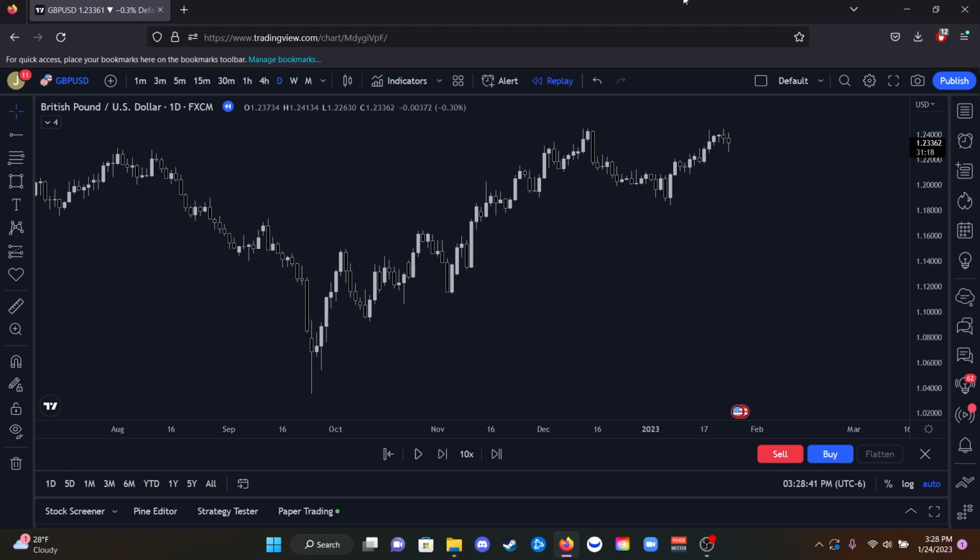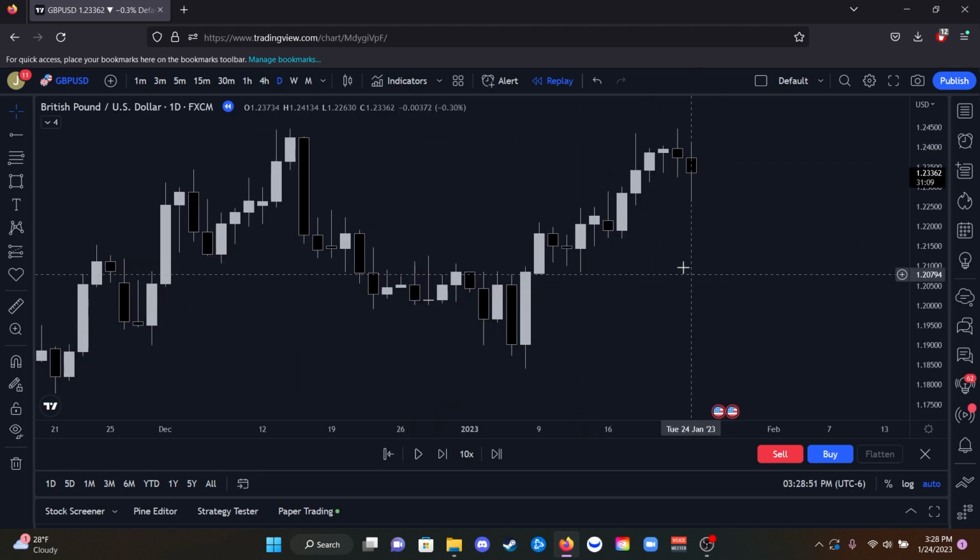So here we have Pound USD on the daily chart. It is 24th of January 2023, and as we zoom in here, we can see that we have approached a key level, and we slightly broke out the highs here and took some liquidity, so we rejected this zone, or this level, on Monday, and then price traded sideways here.